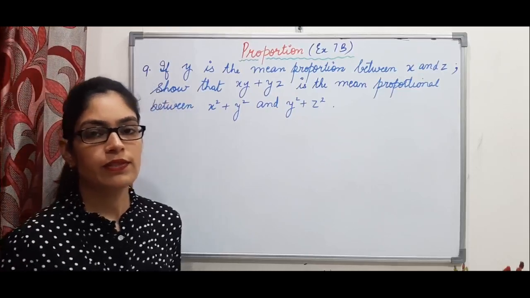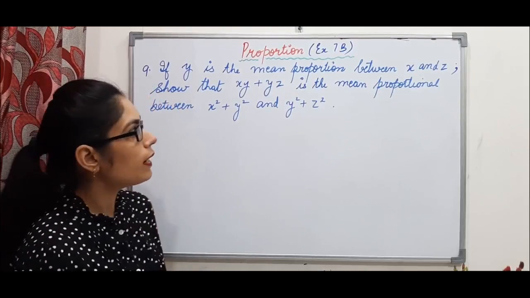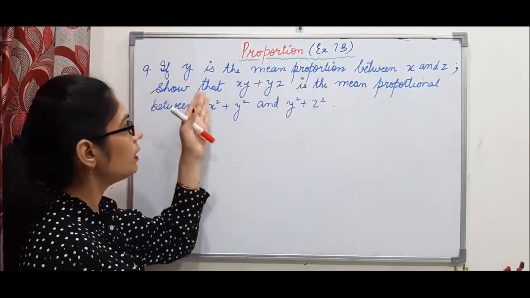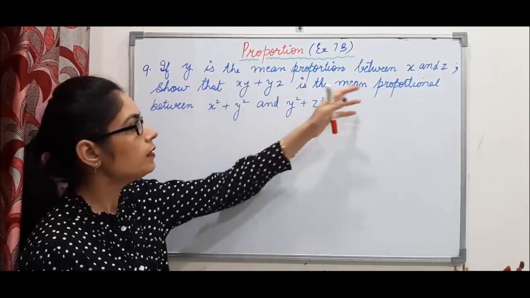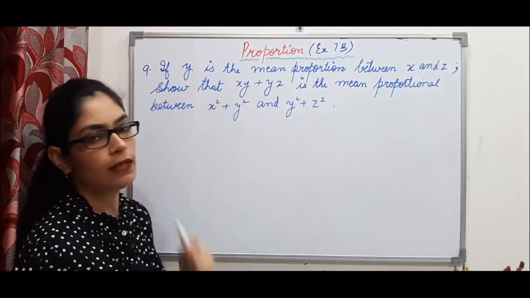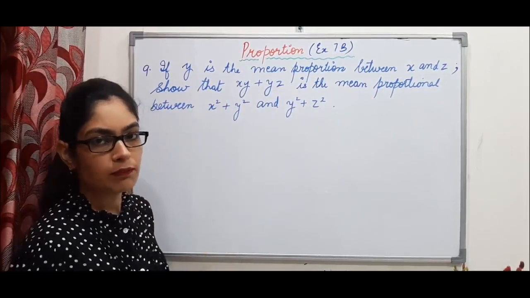Let's start with question number 9 of exercise 7b. It's given, if y is the mean proportion between x and z, show that xy plus yz is the mean proportional between x square plus y square and y square plus z square. See, we have to show something, we have to prove something.